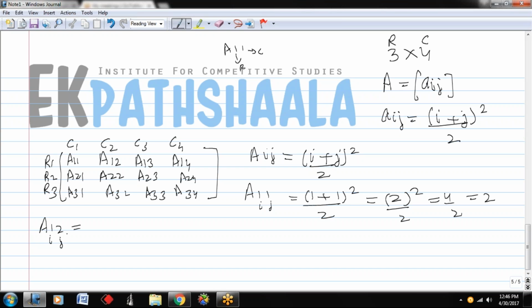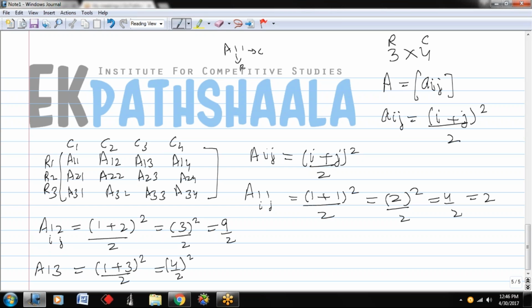Let us find A12. I'll put i as 1, j as 2. This will become 3 square by 2, that is 9 by 2. Let us find A13. That would be (1 plus 3) whole square divided by 2. This becomes 4 square by 2, 16 by 2. The value becomes 8. Next, let us find A14. (1 plus 4) whole square divided by 2. That is 5 square divided by 2. The value becomes 25 by 2.